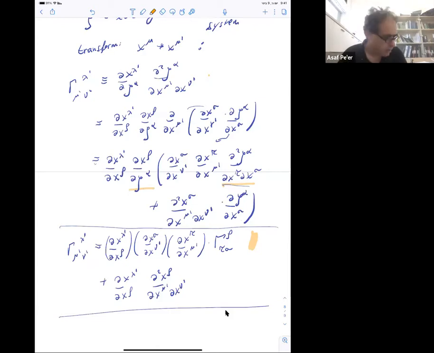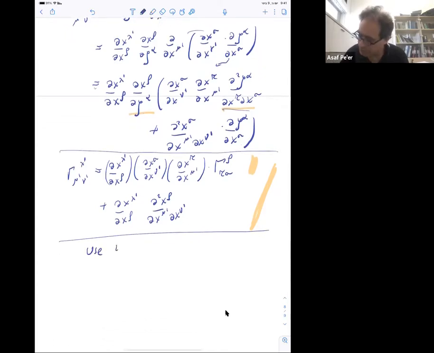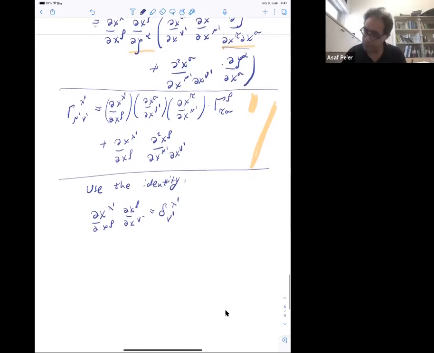the partial derivative. In order to do that, I'm going to write this equation here in a slightly different form by using the identity. So use the identity dx lambda prime over dx rho times dx rho over dx mu prime is equal to delta lambda prime mu prime. And I'm going to take the derivative of this identity. So differentiate with respect to x mu prime.